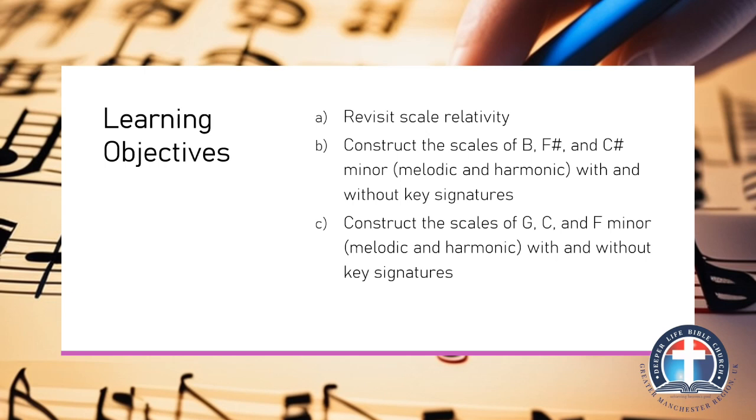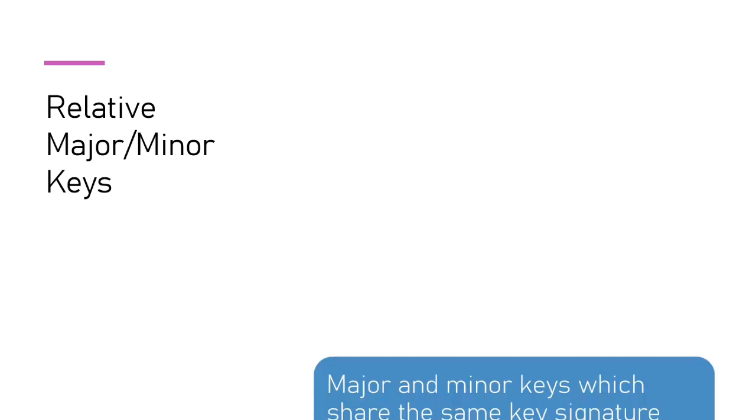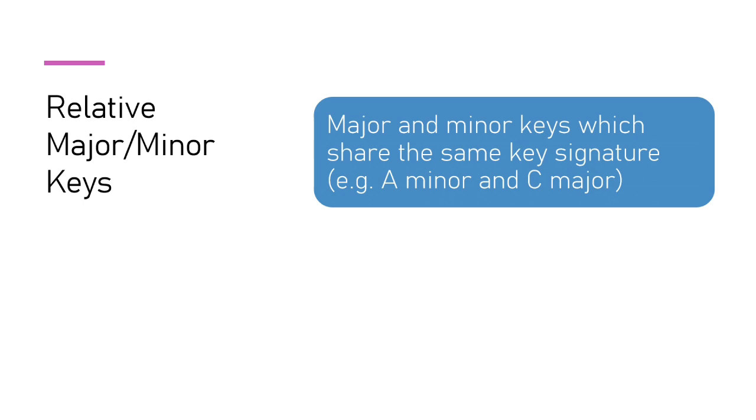So let's get straight into it. Relative major and minor keys. You've done these things in grade 2. If you still don't understand it fully, I'll refer you back to the grade 2 class where this was treated in an extensive discussion. But just by way of reminder, just revisiting it briefly, major and minor keys that share the same key signature are relatives.